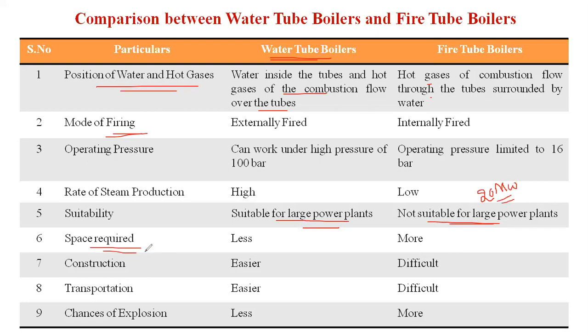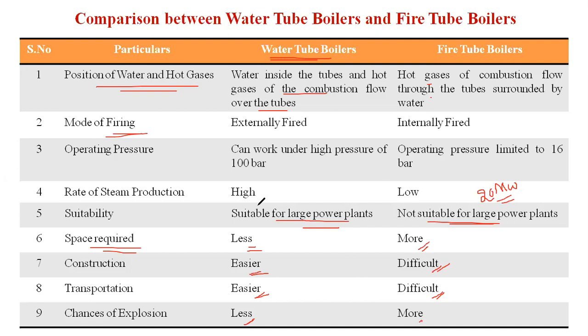And the space requirement: in the water tube boiler, the space requirement is less, the construction is also simple, and the transportation is easy due to the light weight. But in the fire tube boiler, the space requirement is more and the weight is also more. Due to the more weight, the transportation is difficult and the construction is also difficult. And the chances of explosion are less in the water tube boiler and more in the fire tube boiler.